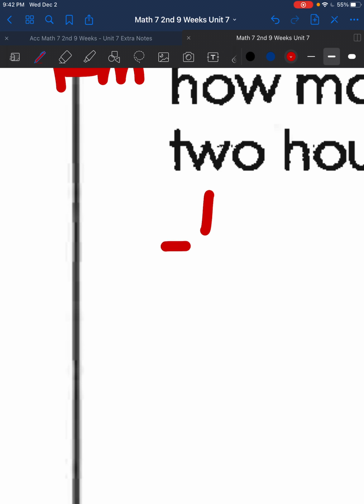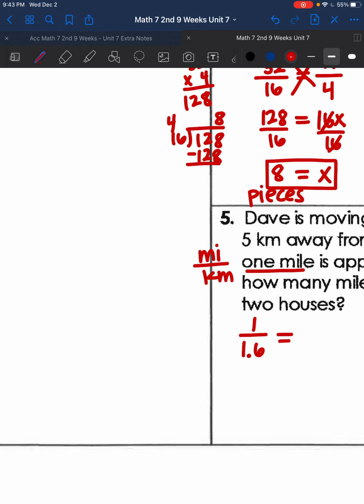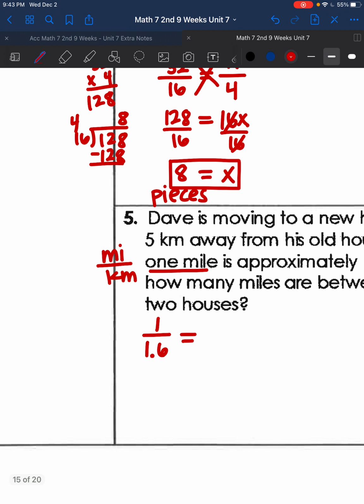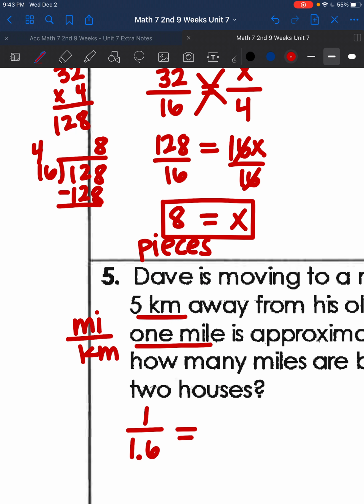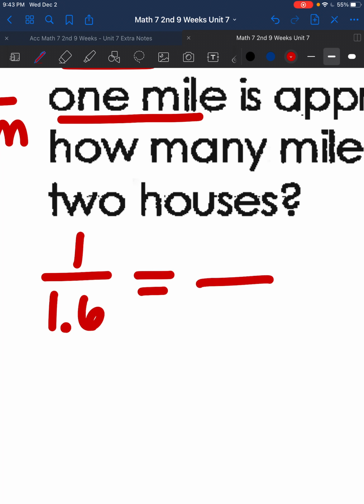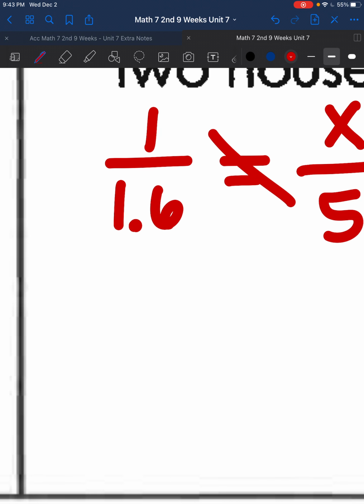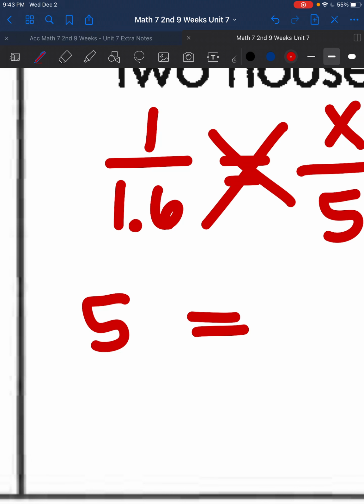So I'm going to set my key up to be miles compared to kilometers. So miles will go on top. So I know my first ratio is 1 to 1.6. And we're going to set that equal to something. Now we know that the new house is 5 kilometers away. So where does the kilometers go? Well, it goes on the bottom. And so I'm trying to figure out how many miles away the new house is, right?